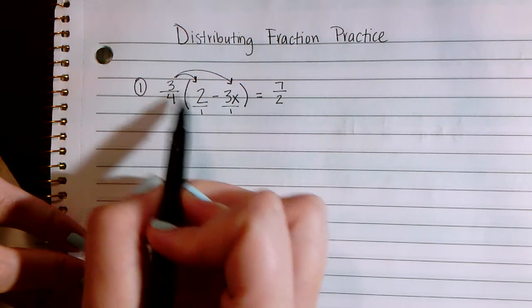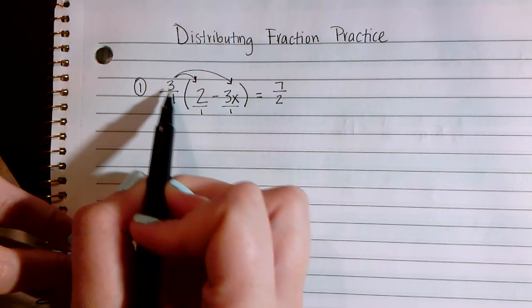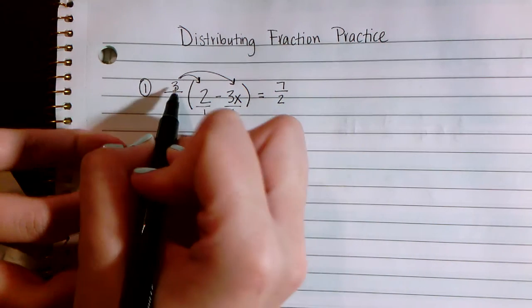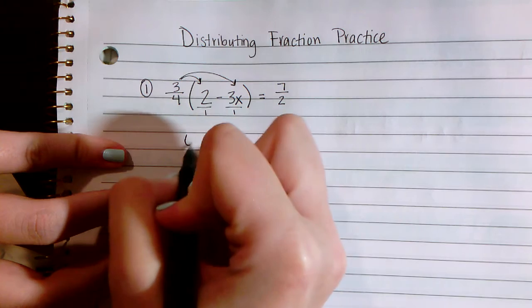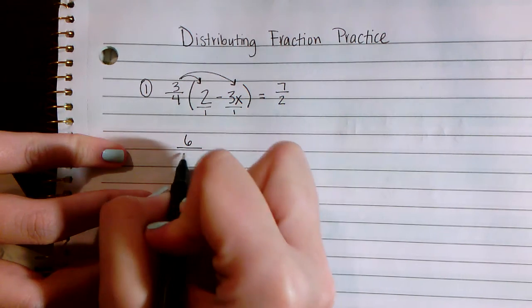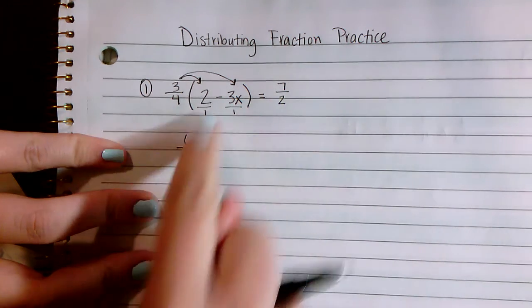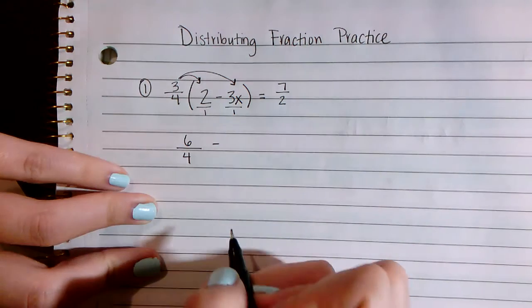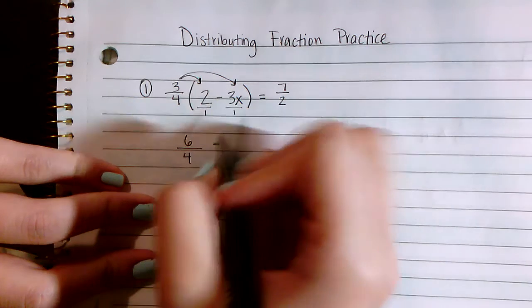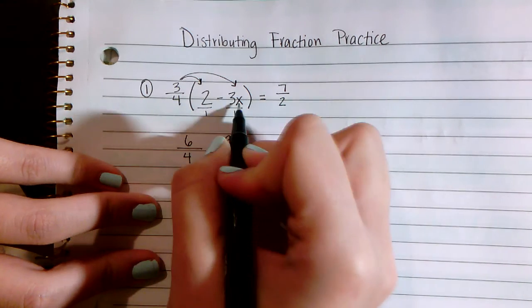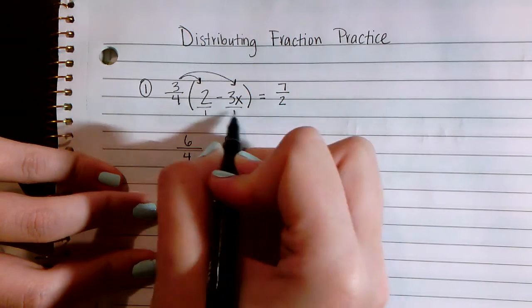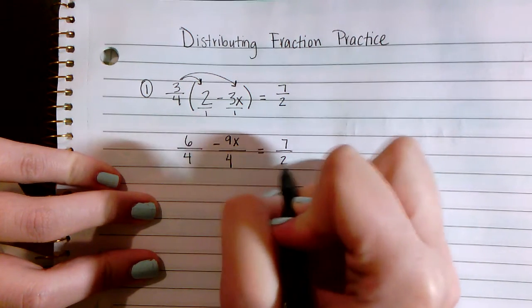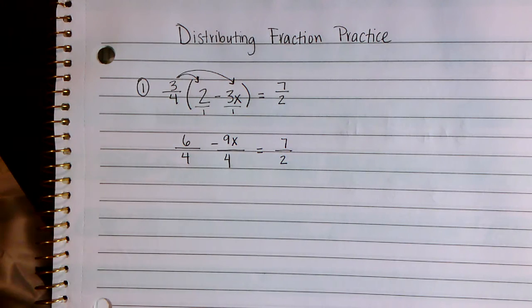So at this point, we know when we multiply fractions, we just multiply the numerators times the numerators and the denominators times the denominators. So I'm just going to do 3 times 2 and get 6, 4 times 1 and get 4. So 3/4 times 2 is 6/4, minus 3 times 3 is 9, keep that x, and then 4 times 1 is 4. And then just bring everything else down. Simple enough so far.